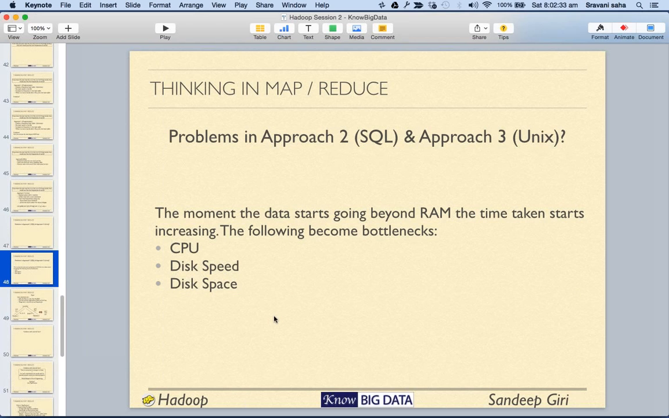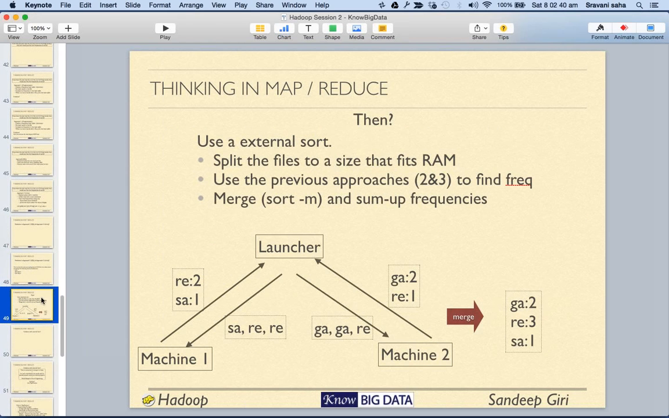All right, now let's talk about a fourth approach. The fourth approach is this: you have one machine on which your data is there. It's called the launcher machine. And you bought two more machines, machine 1 and machine 2. So effectively you've got three machines. The launcher could be a lower end machine like your laptop. Now this machine sends the data to machine 1.